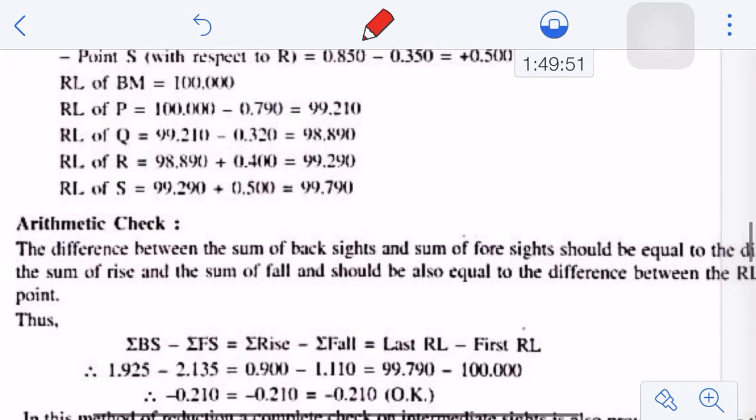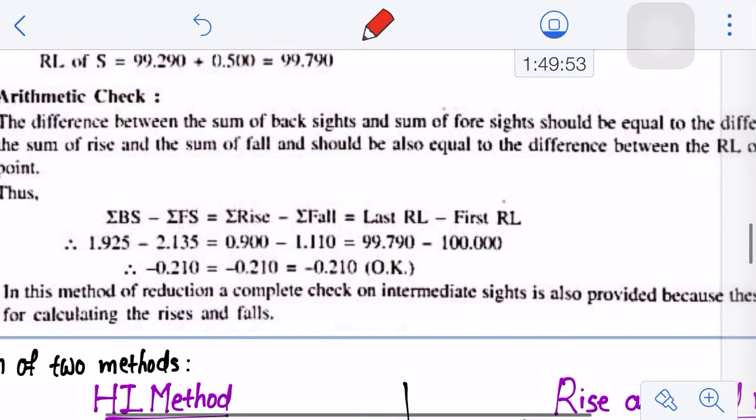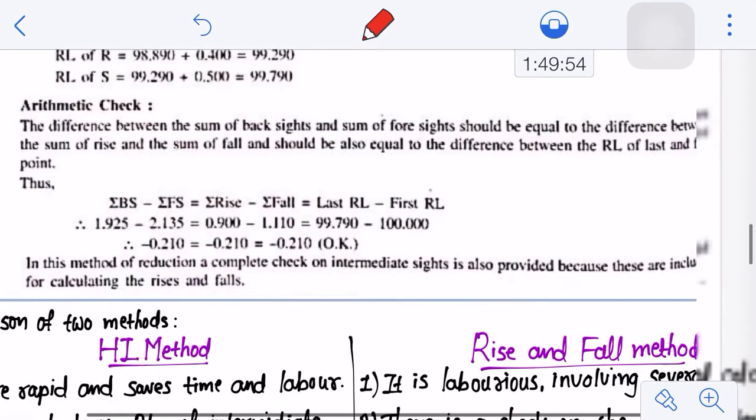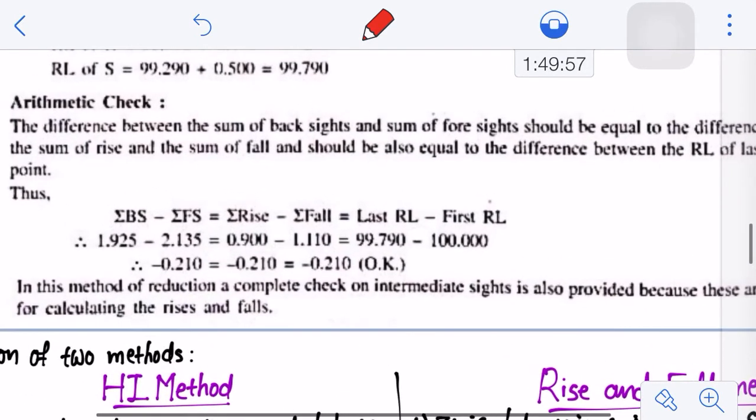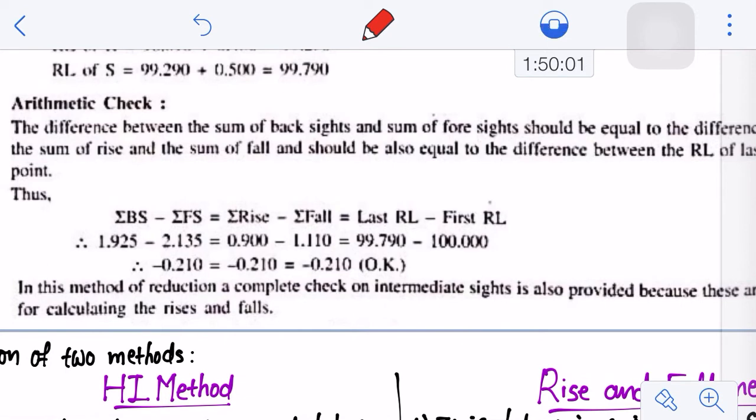So again we need to apply an arithmetic check for this method as well. And like the first method, the arithmetic check for this method is: summation BS minus summation FS should be equal to summation rise minus summation fall, and it should be equal to the difference of last RL minus first RL. So now you see here we have one more check than the height of instrument method, because in height of instrument we were having only two checks: summation BS minus summation FS should be equal to last RL minus first RL, and here we have one additional check, that is summation rise minus summation fall.